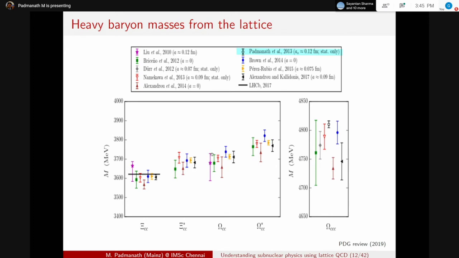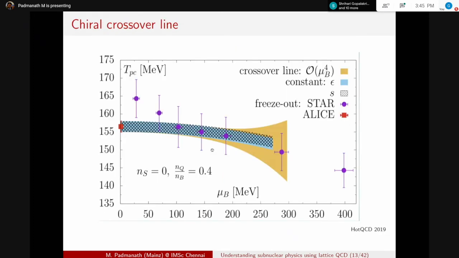Okay, now let me move on to finite temperature. Now this calculation I have no connection with, but since this is very important, I don't have any inputs in this part, but just to give a feel of how successful lattice QCD calculations are in studying thermodynamics as well.